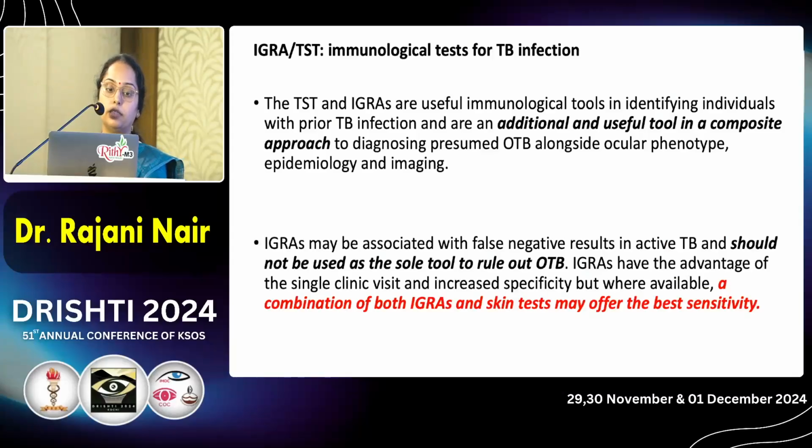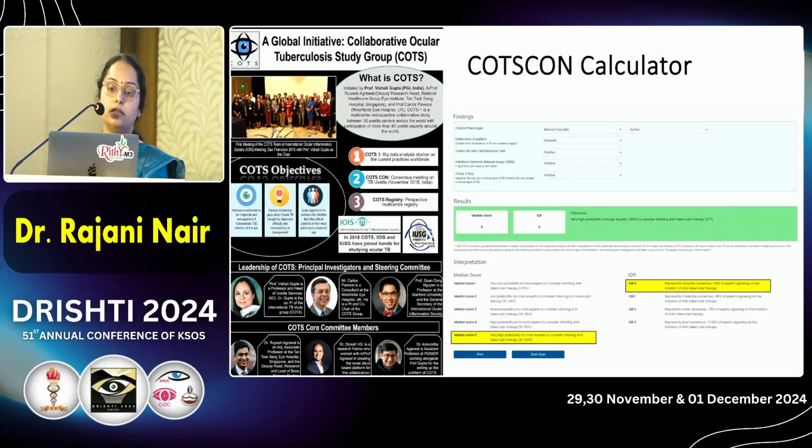So to conclude, the TST and IGRAs are useful immunological tools in identifying individuals with prior TB infection and are an additional and useful tool in a composite approach to diagnosing presumed OTB. IGRAs may be associated with false negatives in active TB and should not be used as a sole tool to rule out OTB. A combination of both IGRAs and skin tests may offer the best sensitivity. The COTS online calculator, I think, will be discussed next in the management.